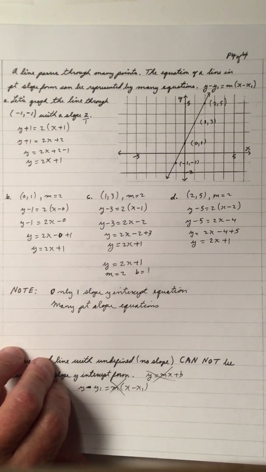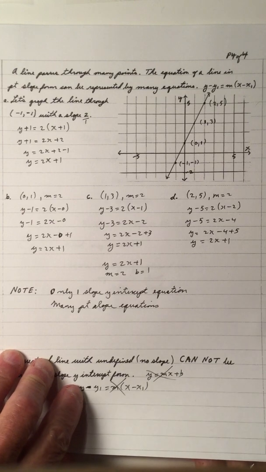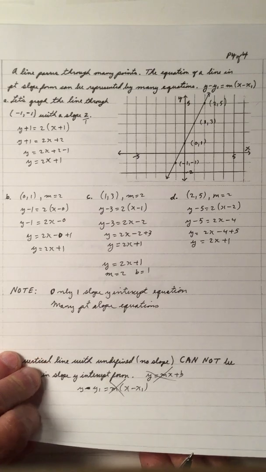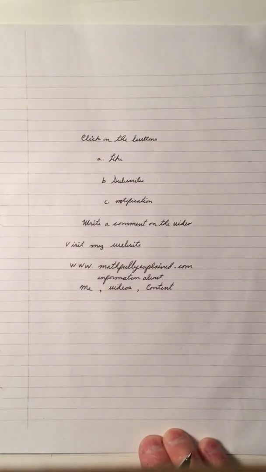And that brings us to the end of this video. Hope you know how to find the equation of a line in the slope y-intercept form. Follow the examples and everything should hopefully work out so that you understand what you're doing.